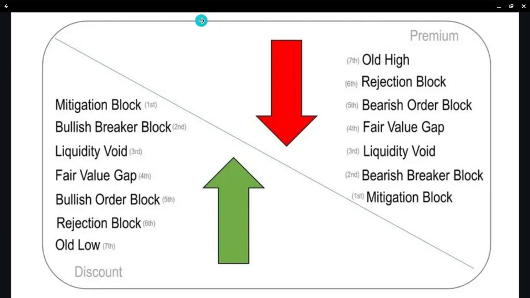If price is delivering from a premium zone towards the discount zone, you've taken your entry and then price is delivering down. The first line of resistance which the price will face in the discount zone is the opposite. You can see mitigation block first disrespected, bullish breaker block disrespected, liquidity void disrespected, fair value gap disrespected, bullish order block disrespected, rejection block, and then finally the old low, right?